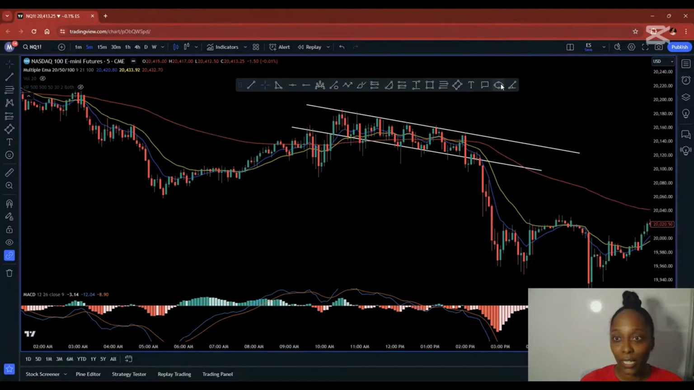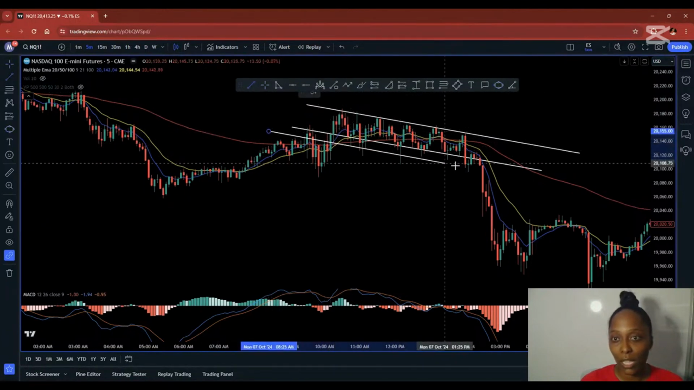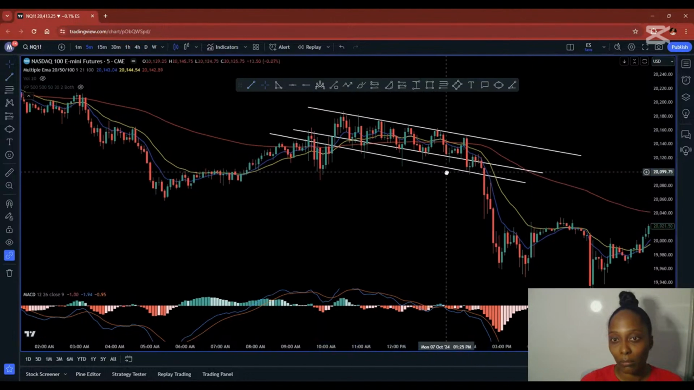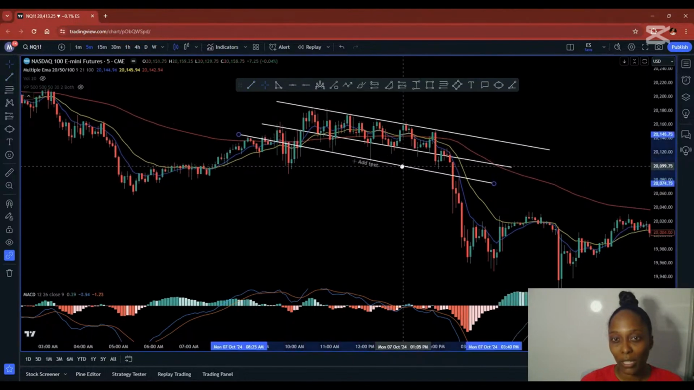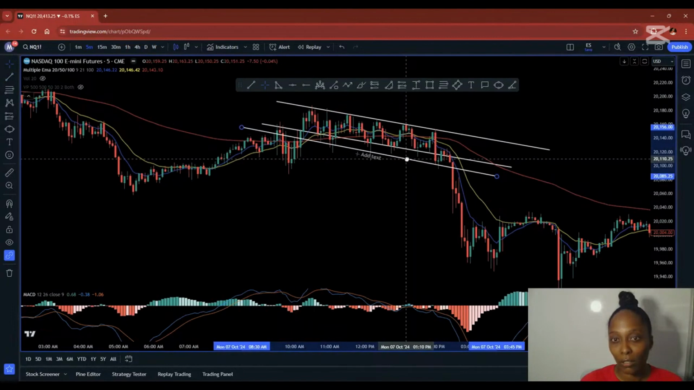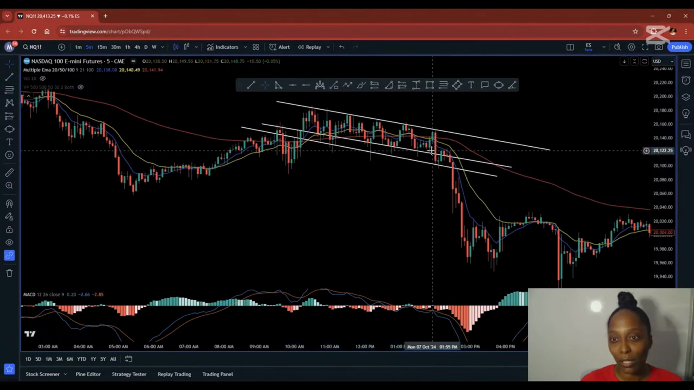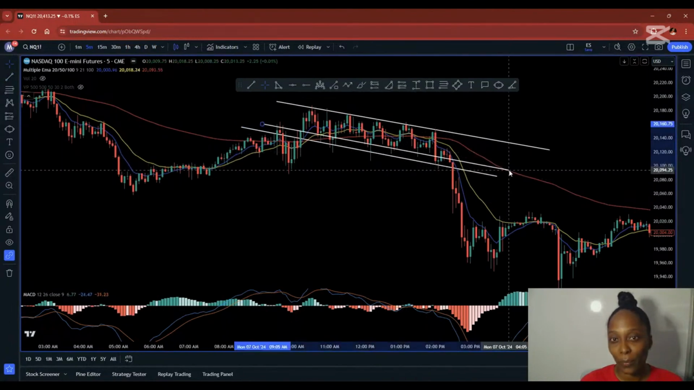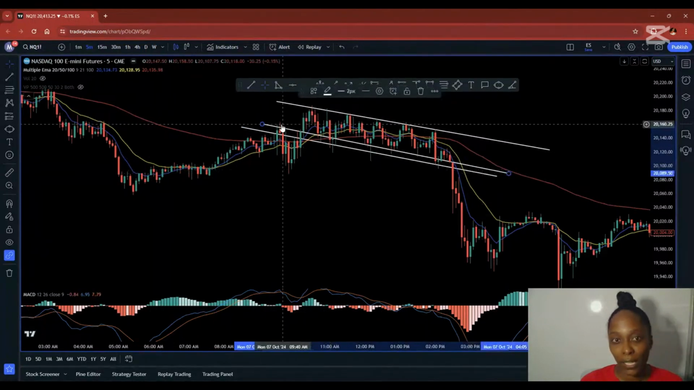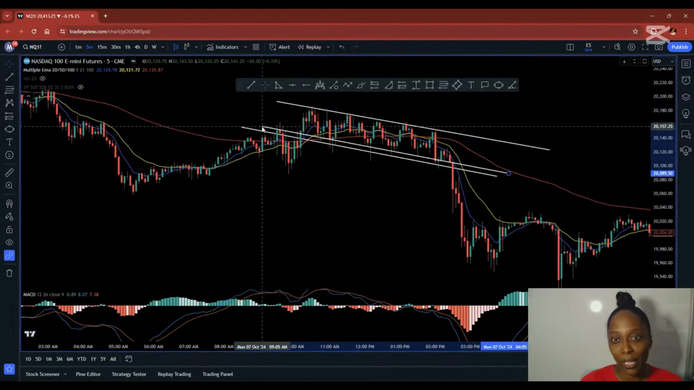But again, here, look. This is going to be a zone. This is a wide zone, but you can say the zone is there. And then we're breaking the zone, having false breakouts of the zone, and coming back into the zone.